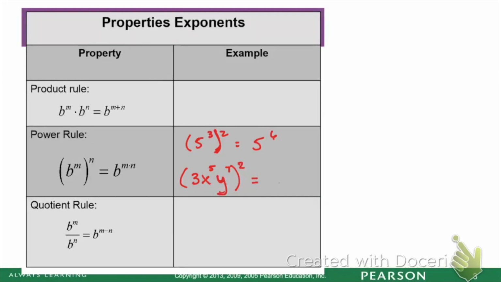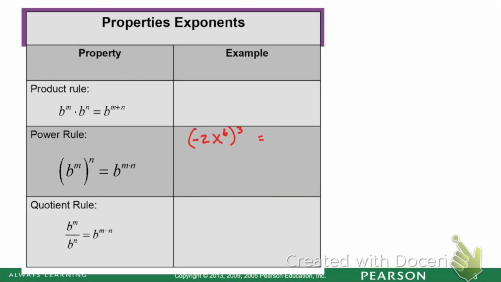Even if you don't want to write the quantity out twice, you can still distribute this exponent of 2 to everything. You just got to remember, you got to make it go to the 3, the x, and the y. So that's going to be 3 squared, x to the 10th, because I multiply those exponents, and y to the 14th. And we should really change 3 squared to be 9. And there's your final answer.